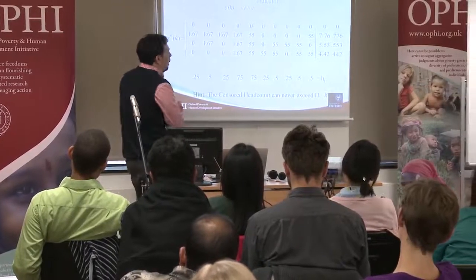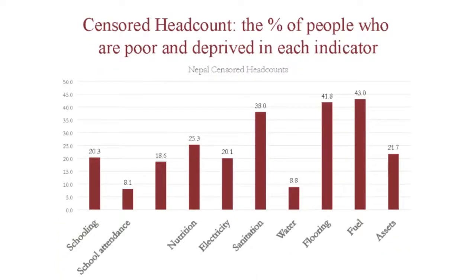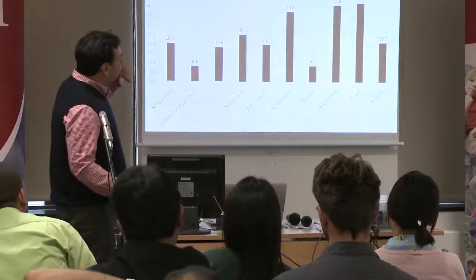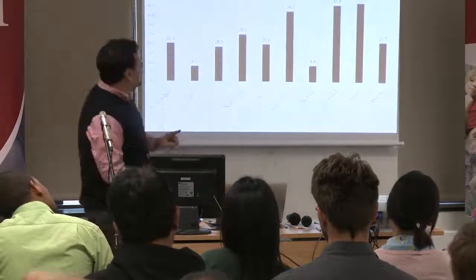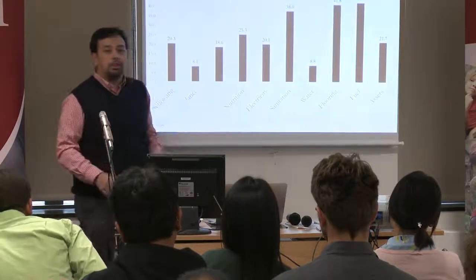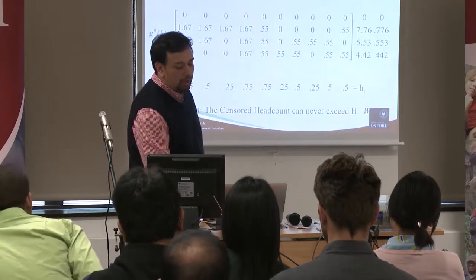What we do after is, when we have those values, we start showing them in a simpler way. These are the censored headcounts. We could show them like numbers, or we could show them like a graph. What is the best? Like a graph. We could say immediately, probably these are the most common issues among the poor. These are the less common issues among the poor. When we get all the numbers, probably we'll not see anything.